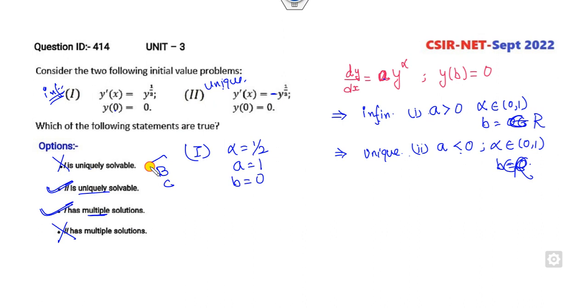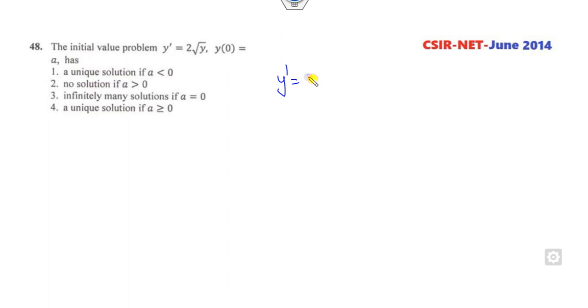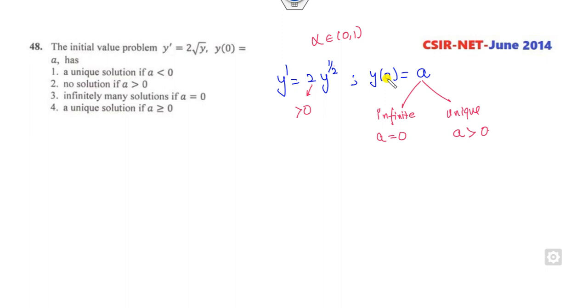Now this is the more generalized case, so you can say 2 raised to the power 1 over alpha, y of 0 is a. Look at that, this is similar to the previous case, but here the right hand side is 0 and here the right hand side is a. So again it gives you two solutions: infinite when a is 0, unique when a is greater than 0, because alpha lies between 0 and 1, this is positive, this belongs to the real numbers. So according to that it's an infinite solution provided a is 0.